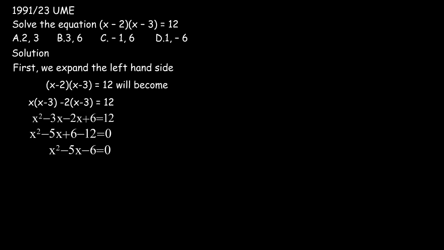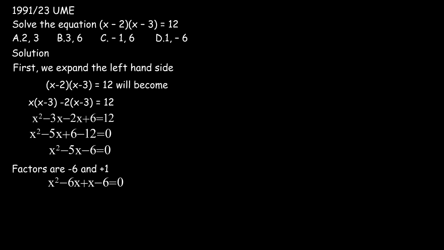Now we are going to be looking for our two factors which, when we multiply them, give us -6, and when we add them, give us -5. The factors are -6 and +1. So splitting -5x into -6x and +x, it becomes x² - 6x + x - 6 = 0.